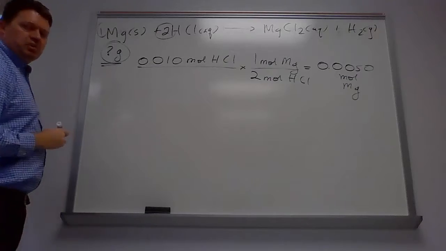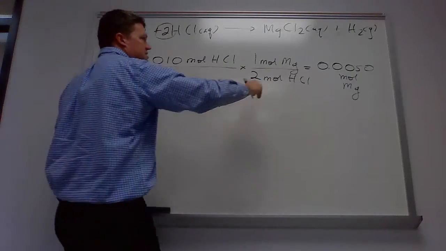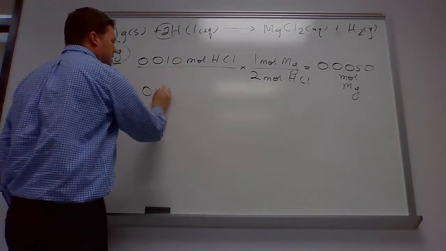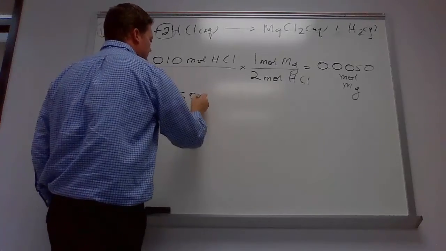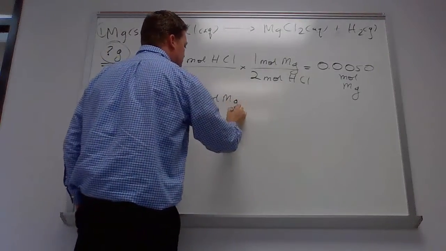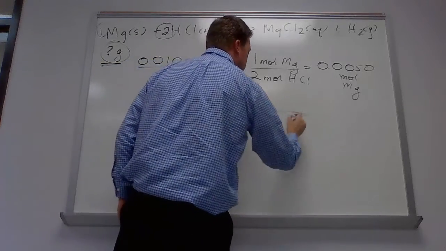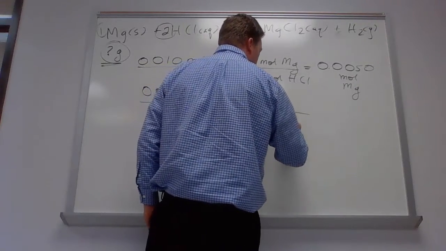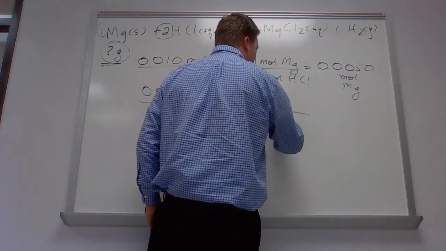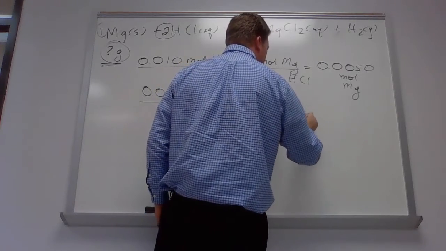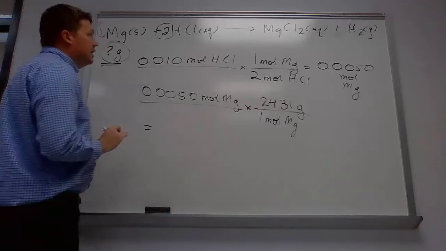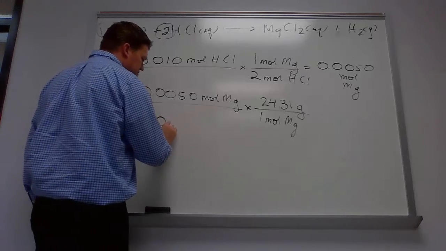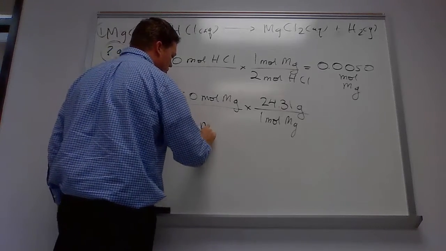Now we're a hop, skip, and a jump away from our answer. All we need to do is take this number of moles of magnesium and convert it into grams. So we can do that by using the molar mass of magnesium. All right, and we have 1 mole of magnesium is 24.31 grams. And remember that we have 2 sig figs in our problem, and so this gives us 0.12 grams of magnesium.